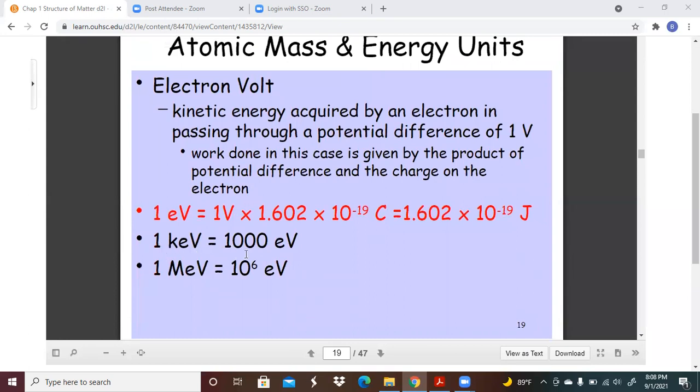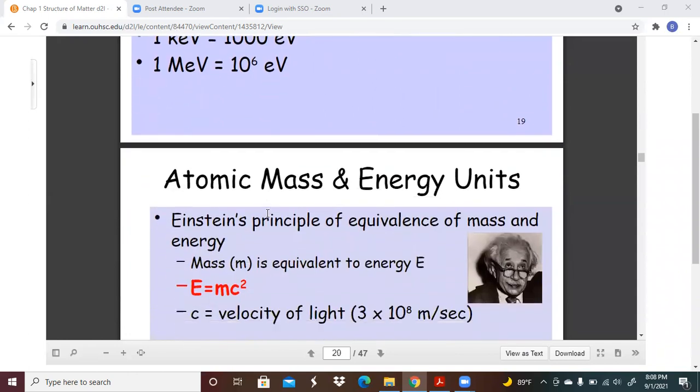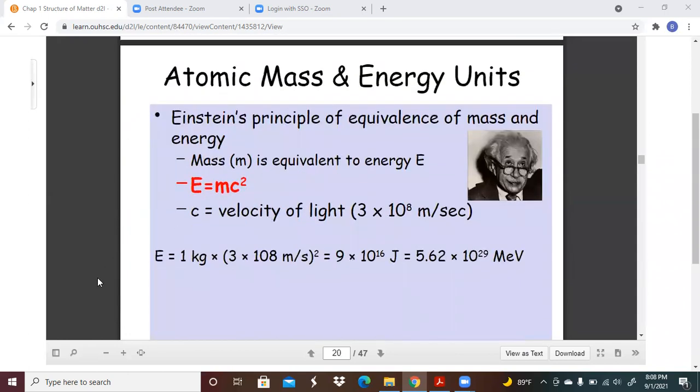1 kilo electron volt is 1000 eV, and 1 mega electron volt, a term you'll start to see more and more, is 10 to the 6th electron volts. So, what is Einstein's principle of equivalence of mass and energy? His famous equation, E equals mc squared, probably the most famous that he's written down, shows how mass is equivalent to energy.